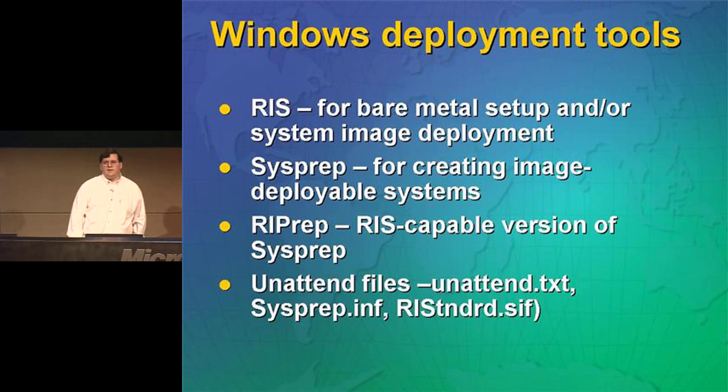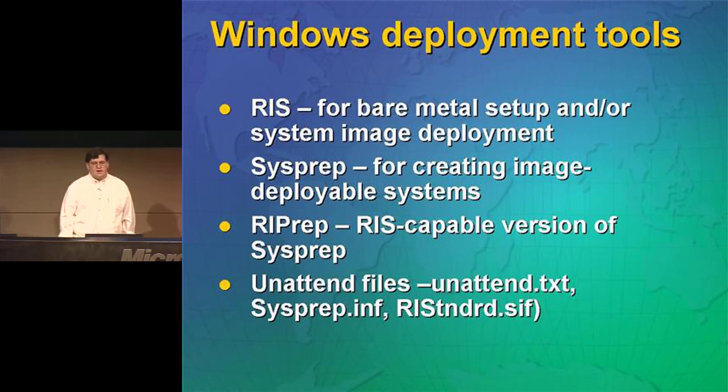So the tools that we ship with, most of these are things that we shipped with Windows 2000 and are improved or are new for .NET Server. For RIS, which there are some great new improvements to, we do basically bare metal setup, system recovery, and system imaging. RIPrep, the tool that's a cousin to sysprep. Sysprep, which is the tool for making your images deployable for file-based and partition-based copies.